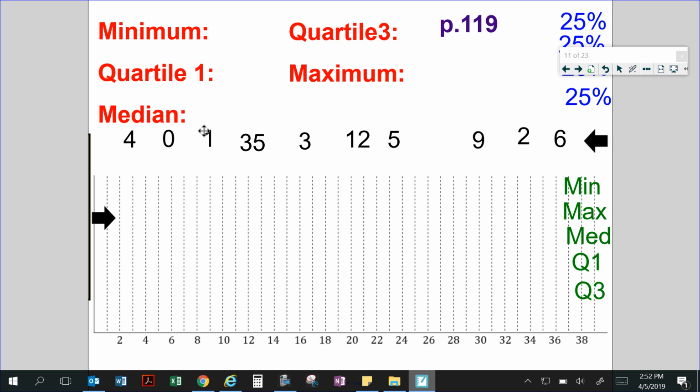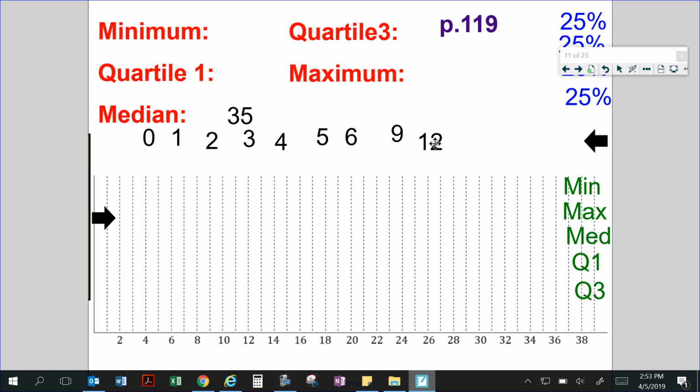So 0, 1, 2, 0, 1, 2, 3, 4. I see a 5, then a 6, then a 9, then a 12, and then I see a number all the way to 35. So please pause the video and copy these 1, 2, 3, 4, 5, 6, 7, 8, 9, 10 numbers on the back of your yellow paper.